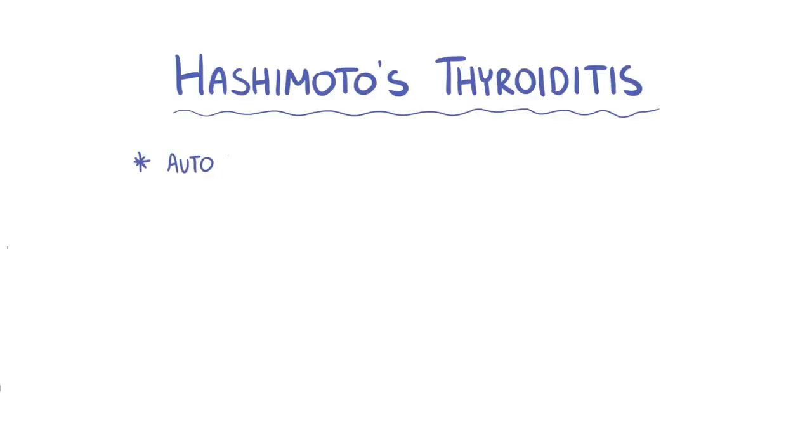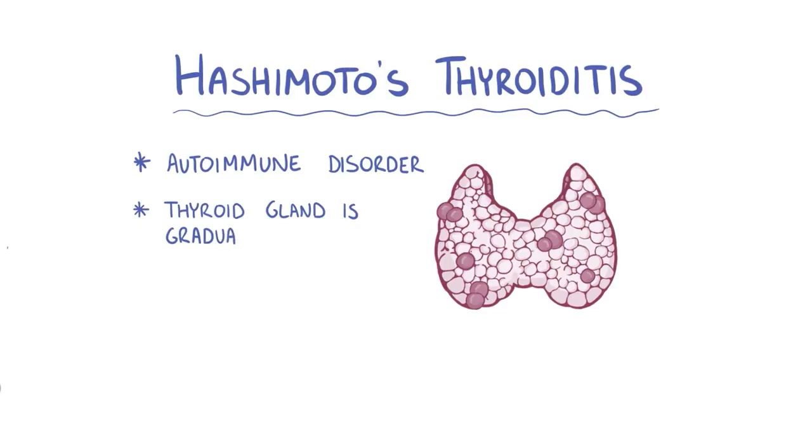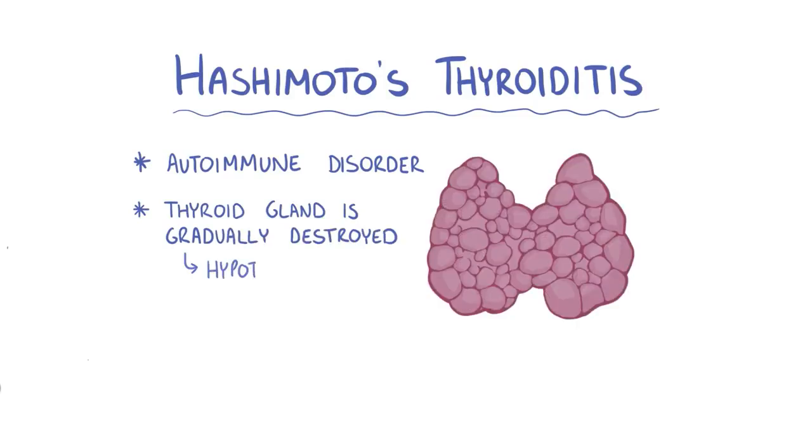Alright, as a quick recap, Hashimoto's thyroiditis is an autoimmune disorder in which the thyroid gland is gradually destroyed, and this results in hypothyroidism and an increased risk of thyroid cancer.